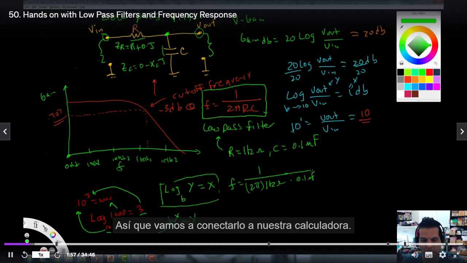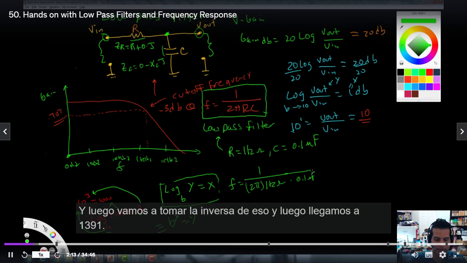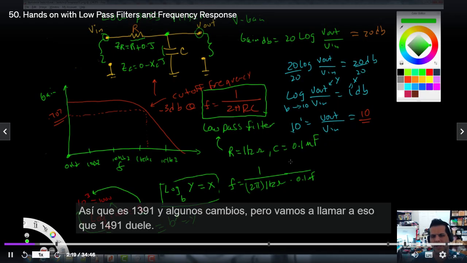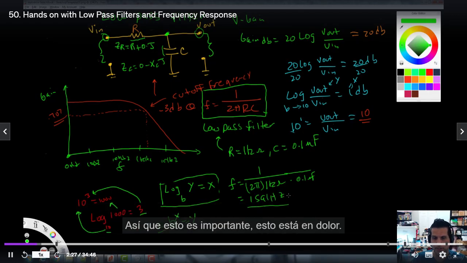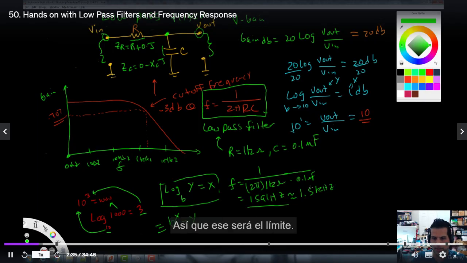All right, so let's go ahead and plug that into our calculator. So we've got 2 times pi times 1K times 0.1 microfarad. All right, and then we're going to take the inverse of that, and we get 1591. So it's 1591 and some change, but we're just going to call that 1591 hertz. So this is important, this is in hertz. So this is approximately equal to 1.5, 1.6 kilohertz, right? So that's going to be the cutoff.